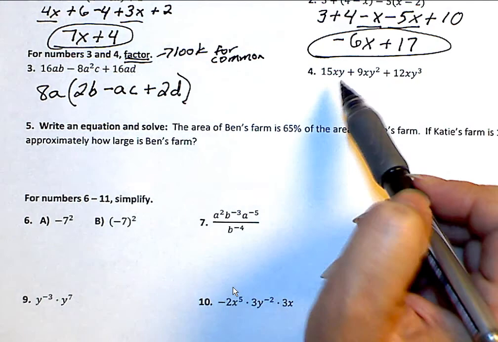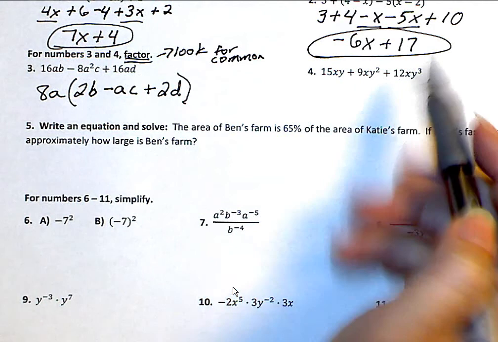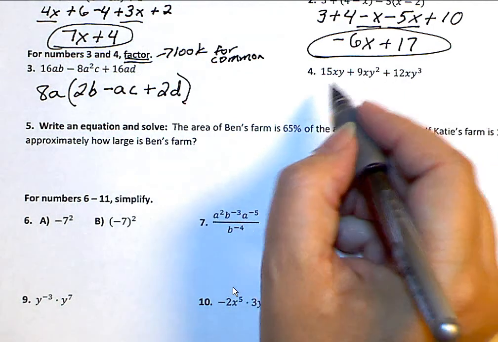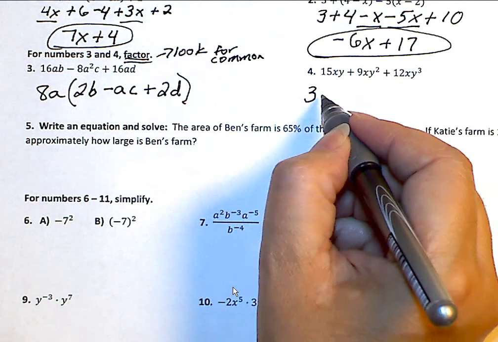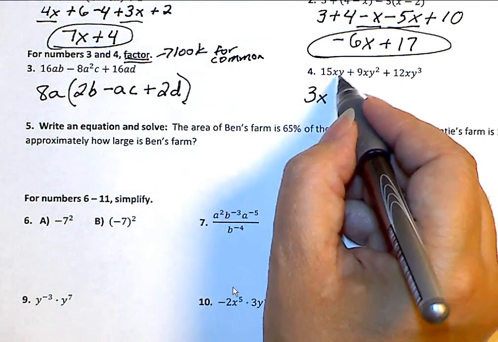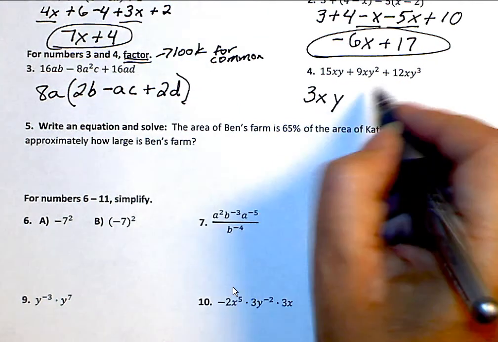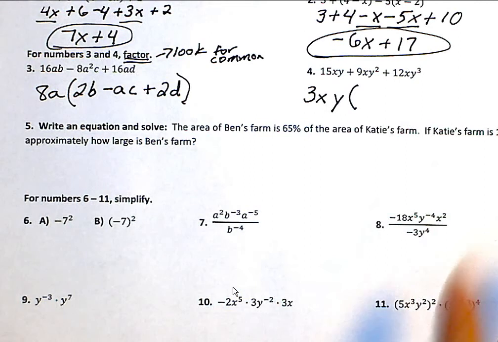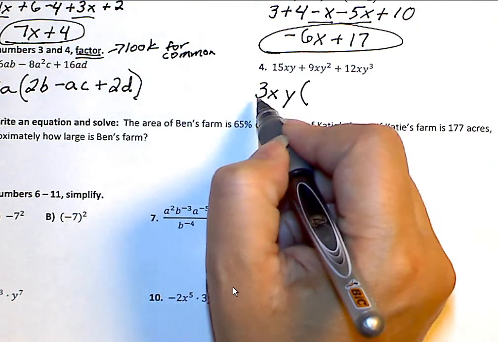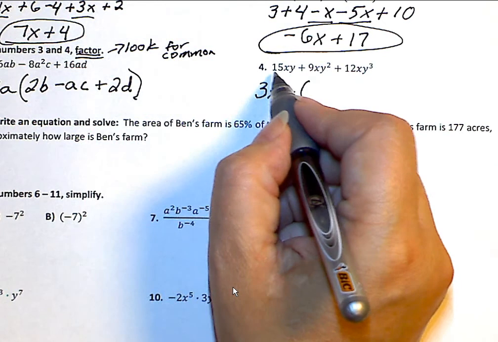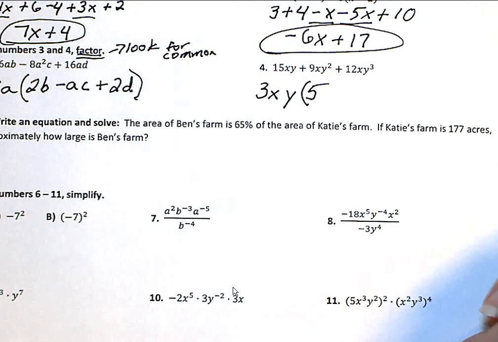So we have here 15, 9, and 12 all have what in common? A 3. And we have an x, x, and an x there, so that means we can pull out your x. And then a y, y squared, y cubed, so we can also pull out a y. So 3 times what gives me 15? 5. And xy, we already have it, so that's your answer on that one.